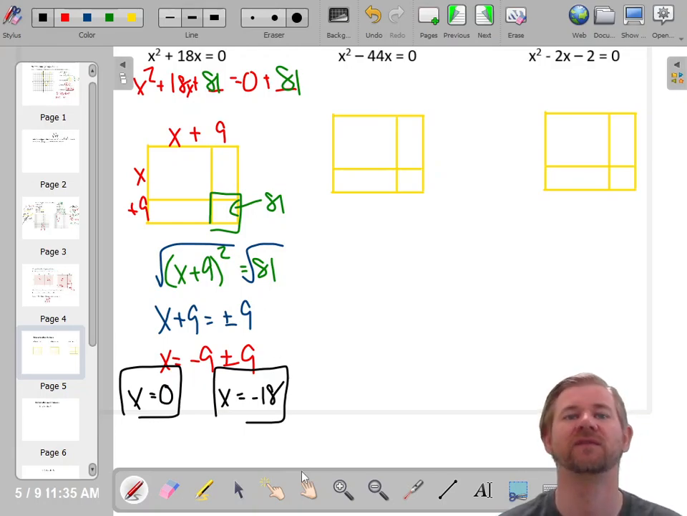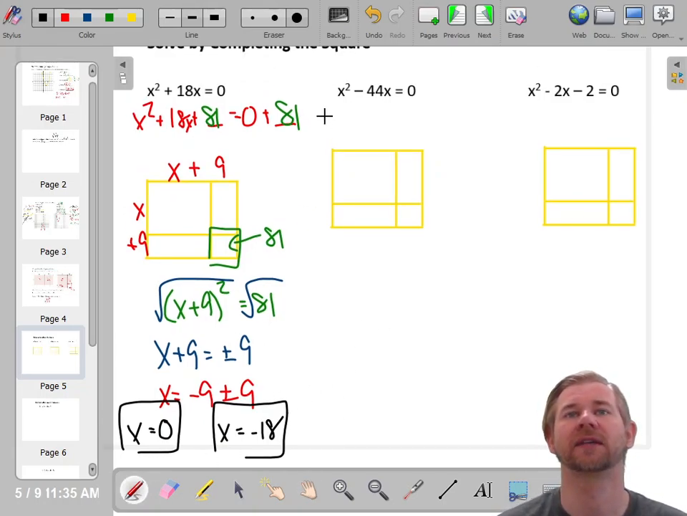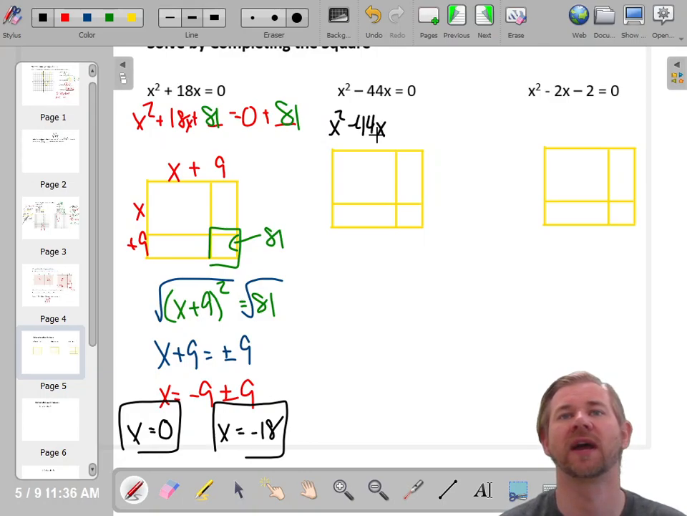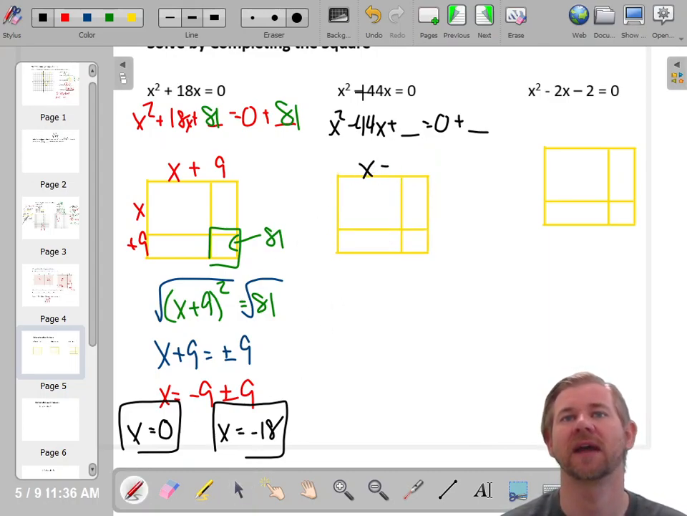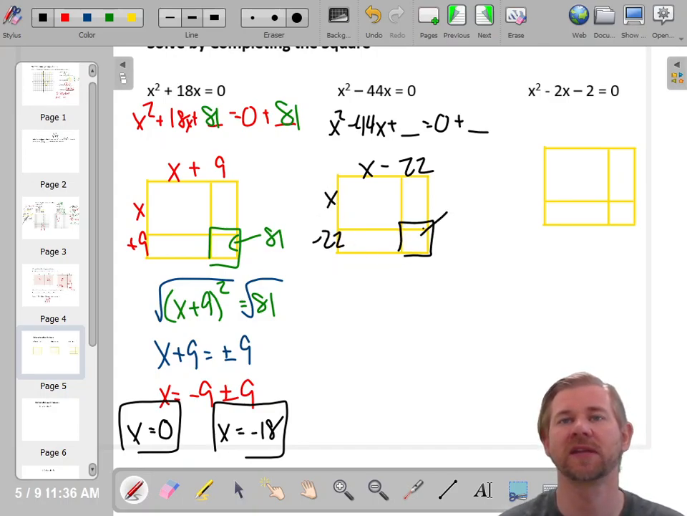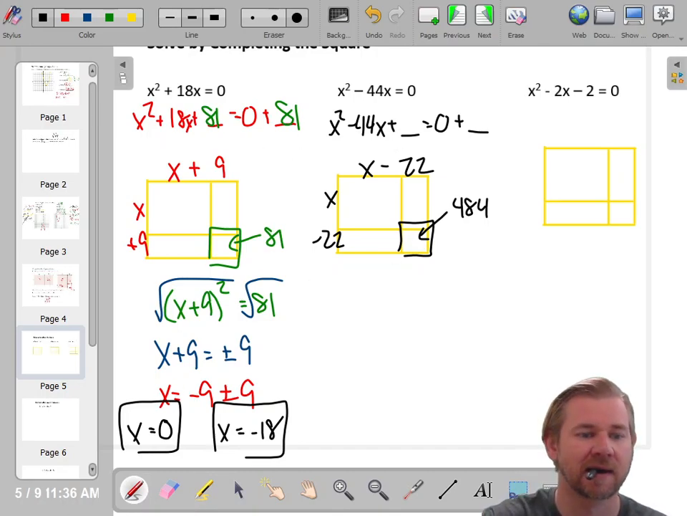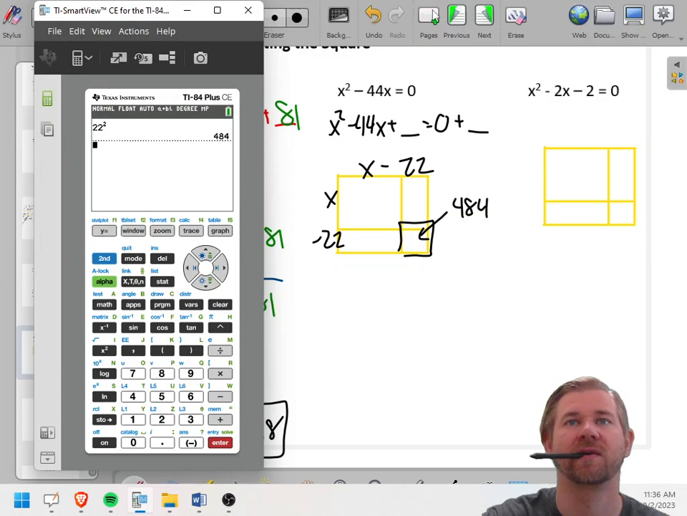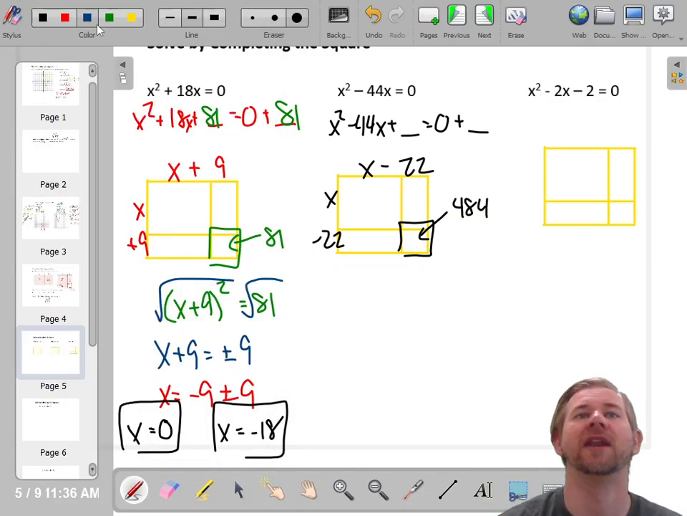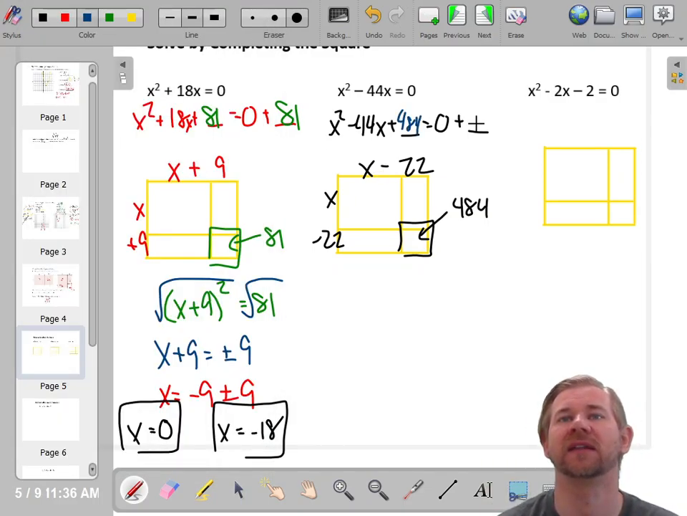The next one's going to feel very similar. X squared minus 44x plus something equals 0 plus something. What's the something? Well, let's draw the picture. Half of negative 44 is negative 22. So what would the corner be? 22 times 22 is 484. That's just a perfect square. If you don't know it, use your calculator. I might have it in my calculator. Let's see. Yep, 22 squared. Okay. So now I know I'm going to add 484 to both sides.